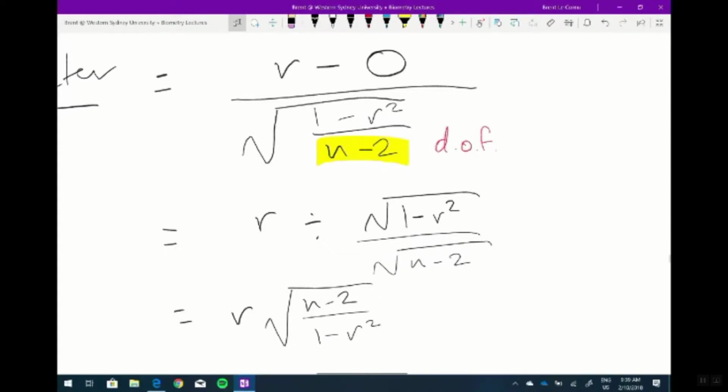So I just wanted to show you that the same idea is still applying. We're still saying how far away are we from our null parameter in terms of a standard error. The standard error changed. That was pretty much the only thing that did change, okay? So that's our test statistic.